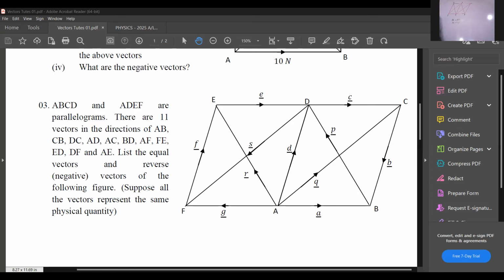Okay. If those are equal, are there any other negative values, or negative vectors, or equal vectors more than you sent me? Suppose they are equal.